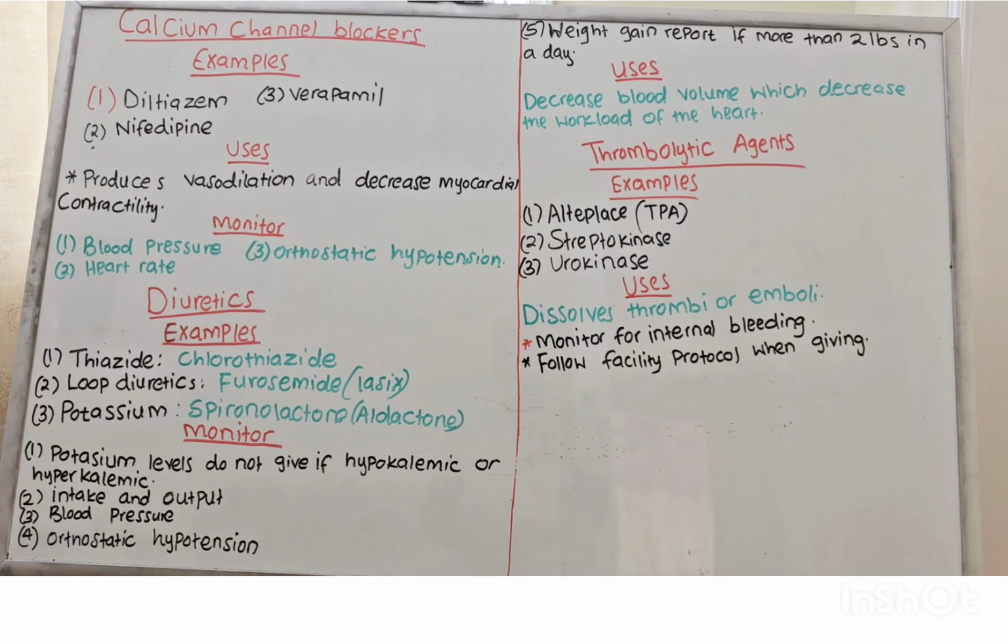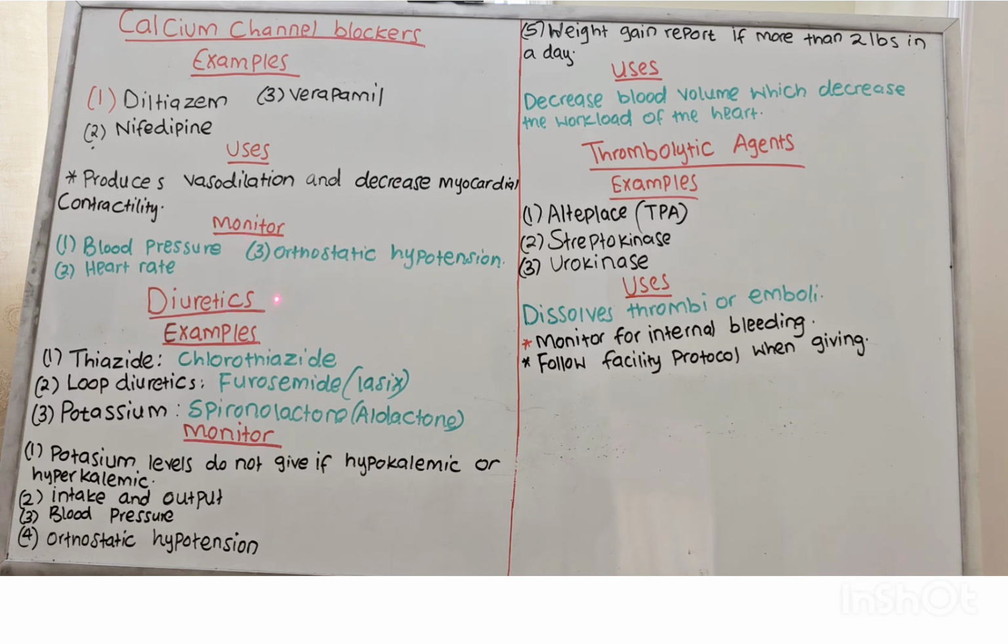Now let's discuss calcium channel blockers. Examples of calcium channel blockers are diltiazem, nifedipine, and verapamil. Uses: produces vasodilation and decreases myocardial contractility. Monitor blood pressure. If the blood pressure is less than 90/60, you hold and let the doctor know, or heart rate less than 60. Monitor also for orthostatic hypotension.